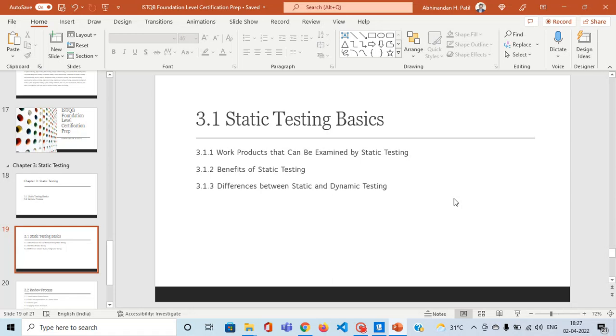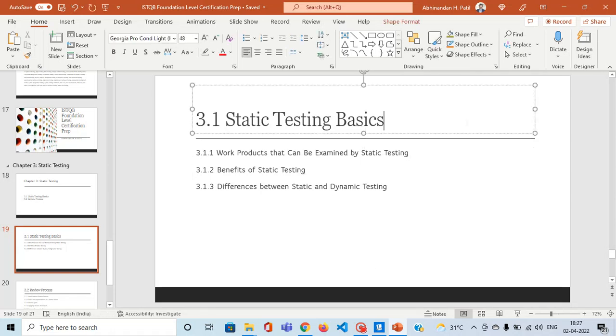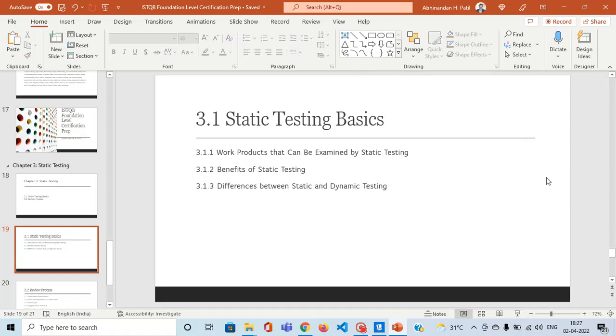Now, next is 3.1.2. What are the benefits of static testing? Why do we go for static testing? Early detection is always better, right? So early detection of defects even before dynamic testing is a very good concept. If there are any faults in requirements, design, or specifications, or if any backlog refinement is needed, they can be found during static testing.